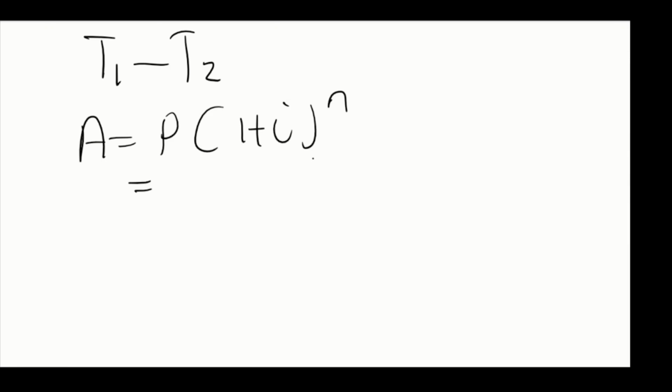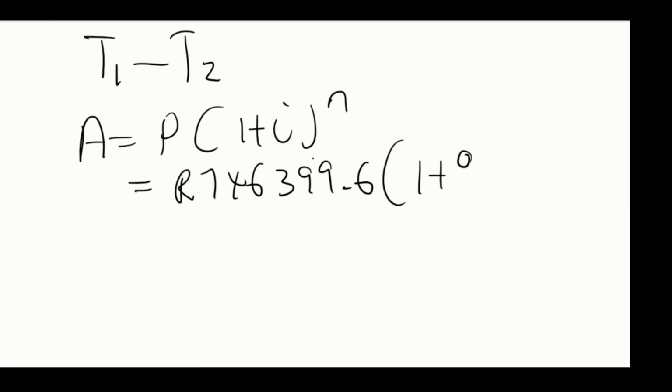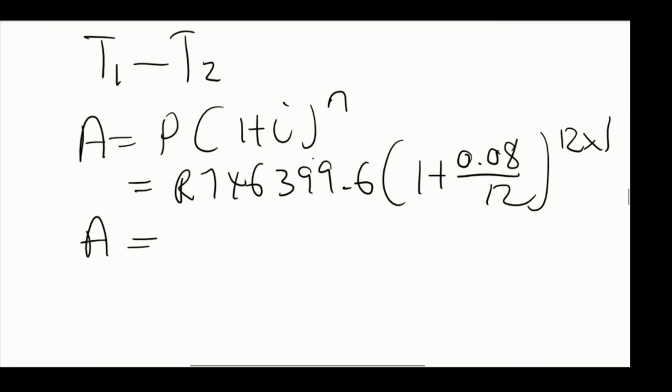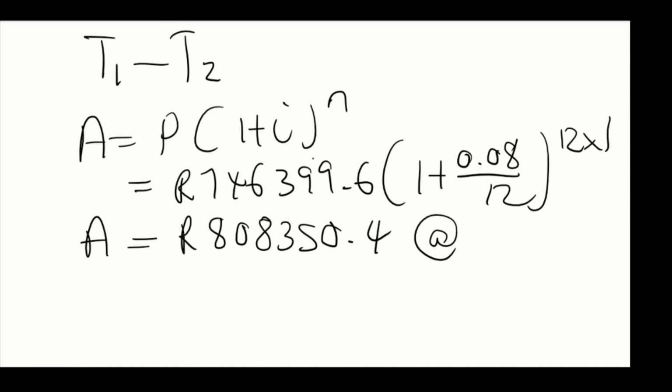So what we're going to do is say T1 to T2. A is equal to P into (1 + i) to the power n, and P will be the amount which we found initially, which is 746,399.6, into 1 plus the interest rate of 0.08 over 12, to the power 12 times 1, because from T1 to T2 is 1 year. Then the final answer that we're going to get is that the amount of money is going to be 808,350.4 at T2.